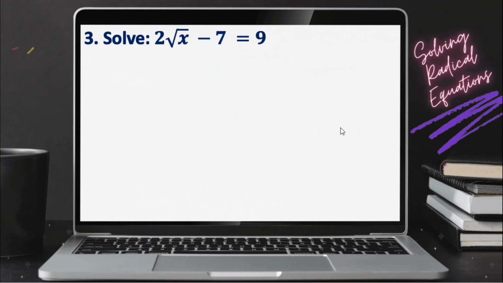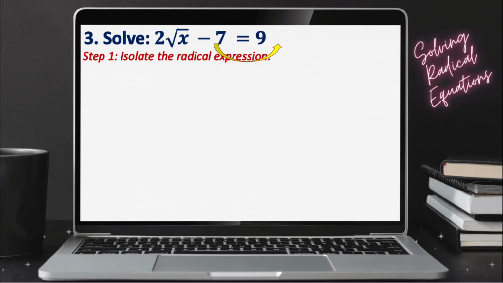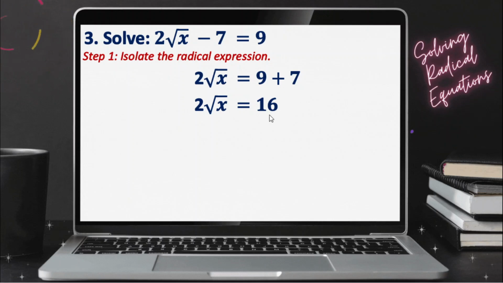Number 3. Solve 2 square root of x minus 7 is equal to 9. Step number 1, we have to transpose negative 7 sa right side of the equation para ma-isolate natin si radical expression. So, meron tayong 2 square root of x is equal to 9 plus 7. Simplify it further, magkakaroon tayo ng 9 plus 7 is 16. Then, divide both sides by 2.